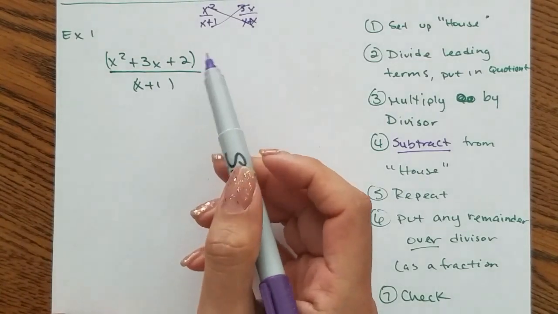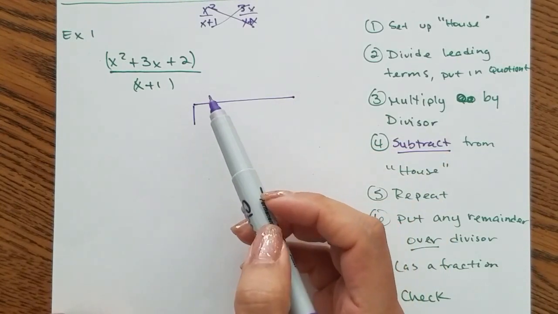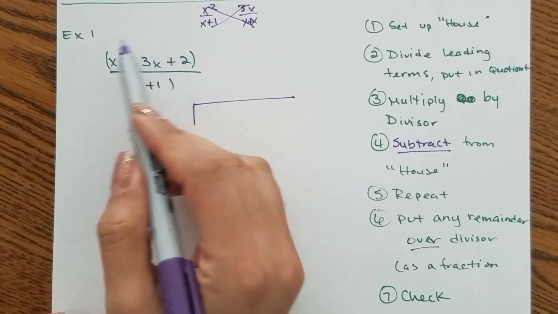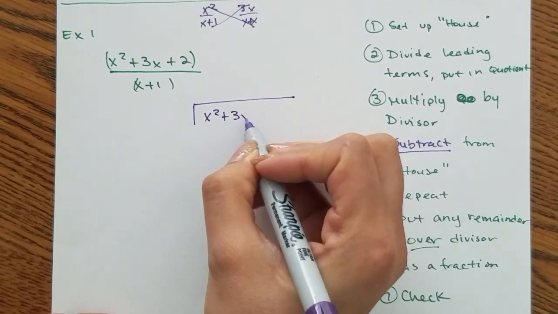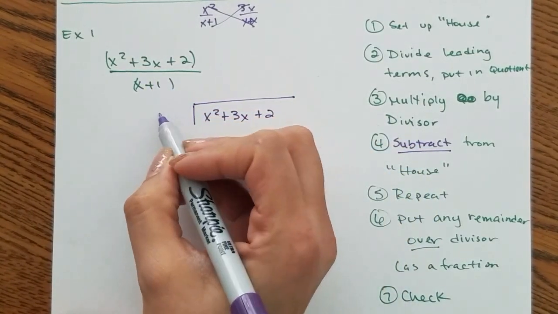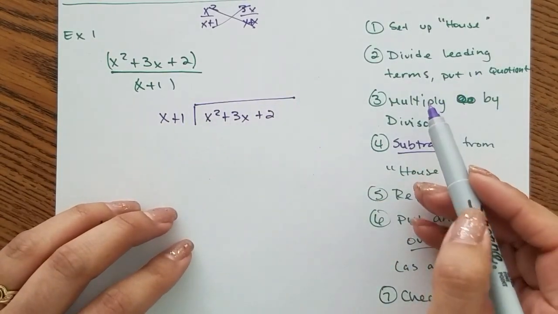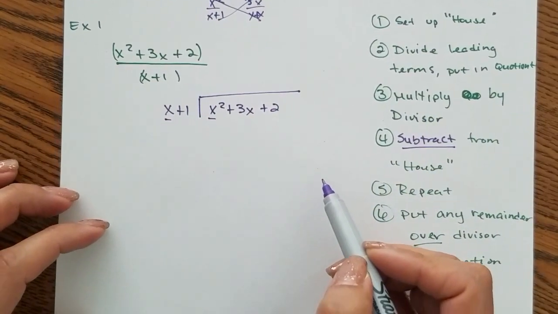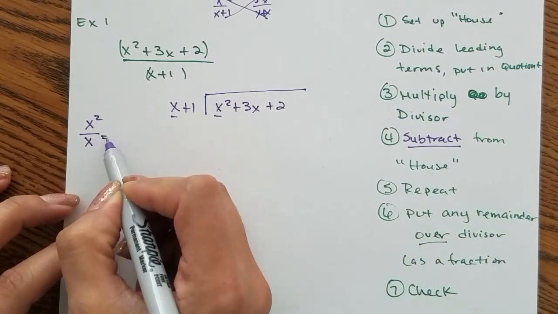All right, so the first thing you're going to do is set up your little house. Now, your dividend, okay, the number on top, also your numerator, is going to go inside your house. So you have x squared plus 3x plus 2, and then your divisor, which is your denominator over here, is going to go on the outside, x plus 1. So now what you're going to do is you're going to divide your leading terms. Now you have two leading terms. You have this leading term and that leading term. And I want you to actually divide them out.